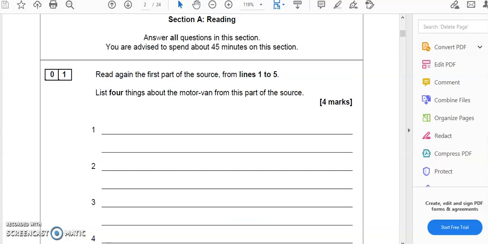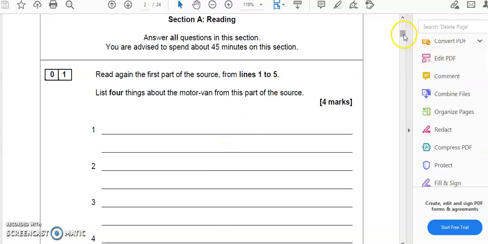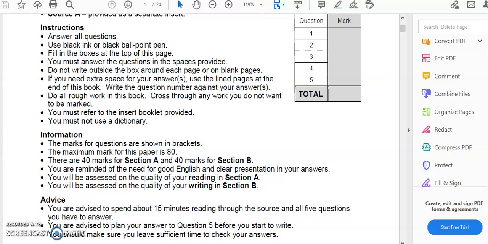Now, first thing to notice, and this applies to every single paper that you are going to do, right at the start here, it says you're advised to spend about 15 minutes reading through the source and all 5 questions you have to answer. Now, by that they mean active reading, so they want you to actually take notes while you're reading. Okay, you'll be definitely expected to do that in the exam.